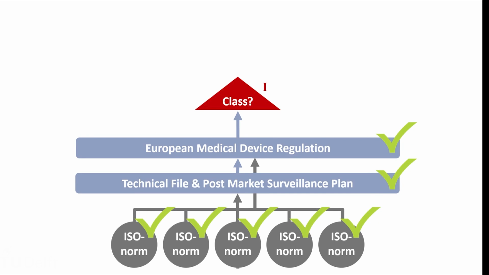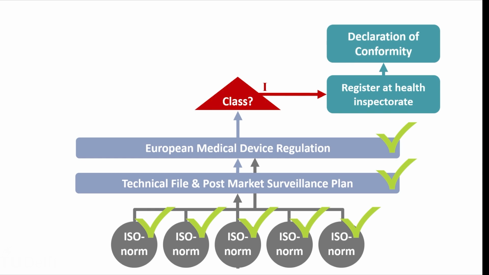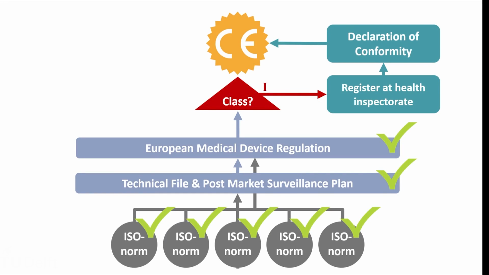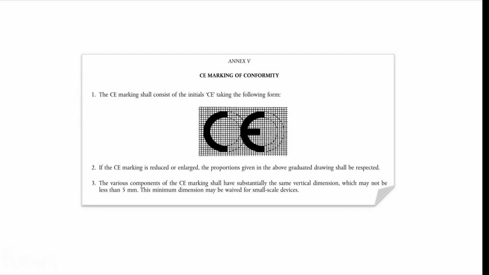Now, after showing conformity, the manufacturer must register the product at the National Health Inspectorate. Next, they have to write up a declaration of conformity according to MDR Annex 4, and then it's party time. The CE mark can be placed on the medical device and on its packaging. But be aware, the CE mark cannot just be the letters C and E in an arbitrary font. It must adhere to the shape and size dictated in MDR Annex 5.